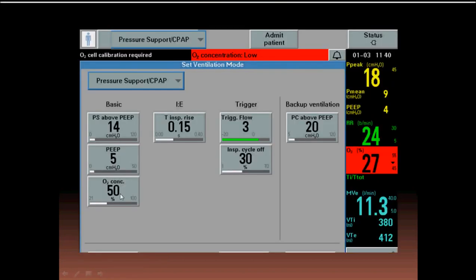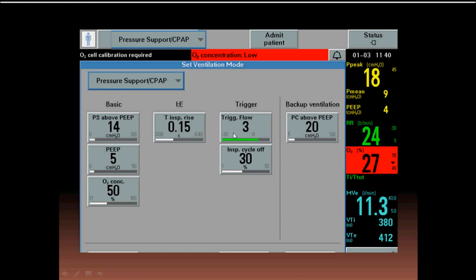When you look at the front panel of the machine, this is a pressure support. Usually we write pressure support with CPAP. We're going to talk about it when we talk about CPAP. For this is a pressure support. Pressure support, look at this. The patient, you set the triggering. This is a flow triggering.